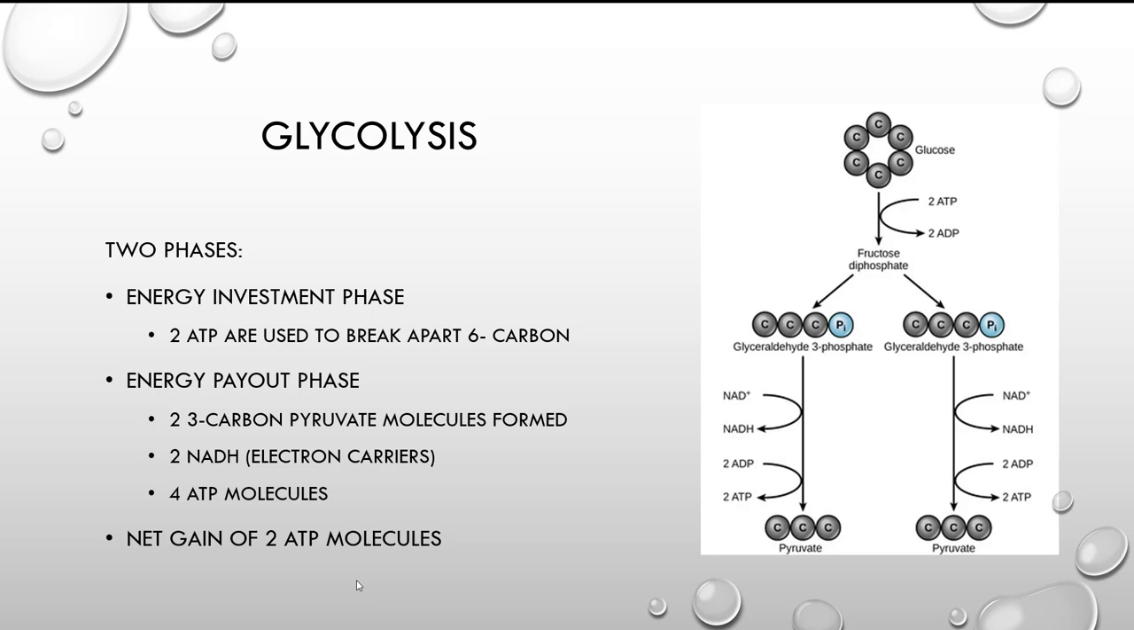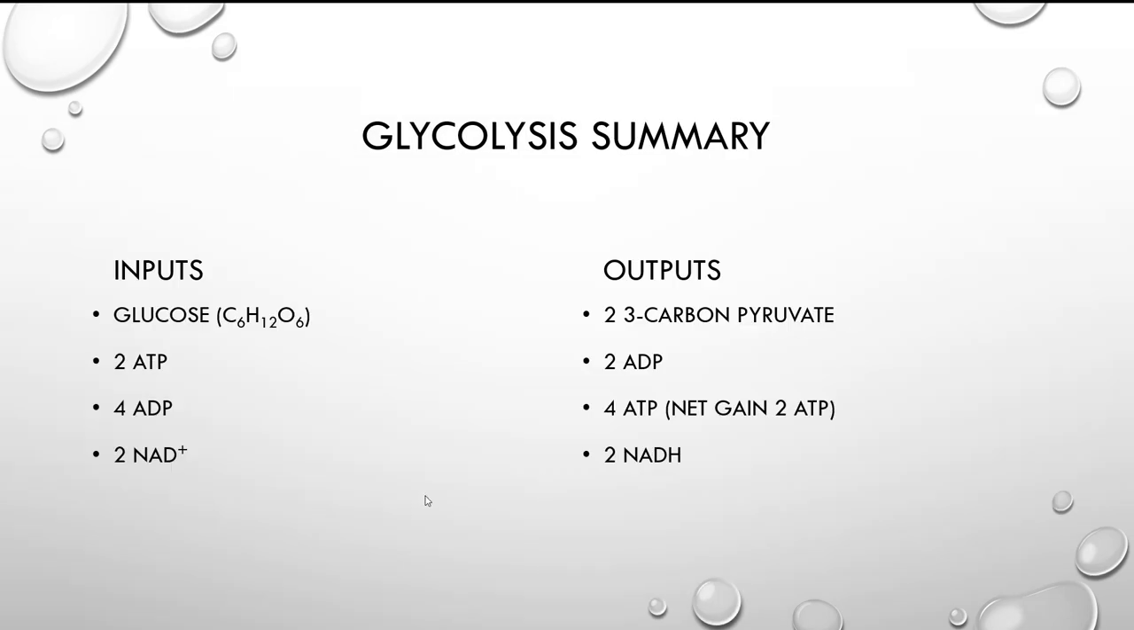Okay. So again, we started out with glucose. We used 2 ATP. We ended up with 2 pyruvate molecules and 4 ATP and 2 electron carrier NADH molecules. So here is a summary of the process.